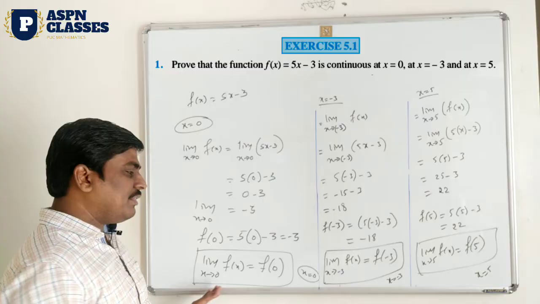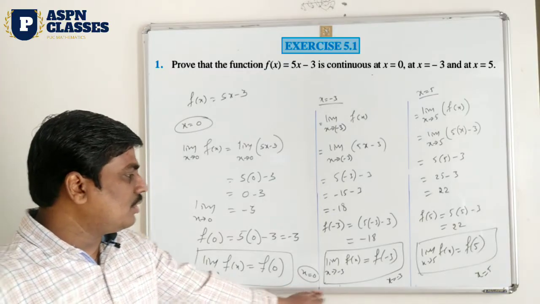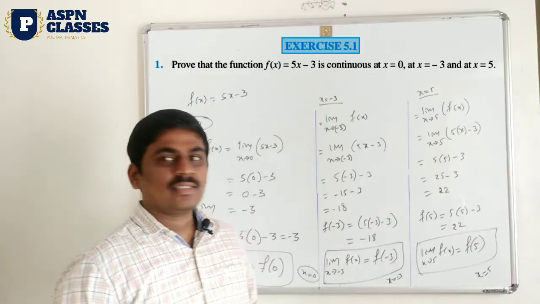As the last conclusion, you write here: the given function is continuous at x equals 0, at x equals minus 3, and at x equals 5.